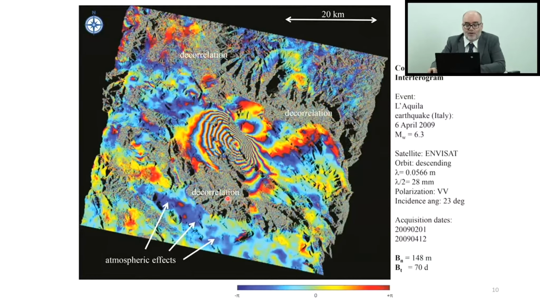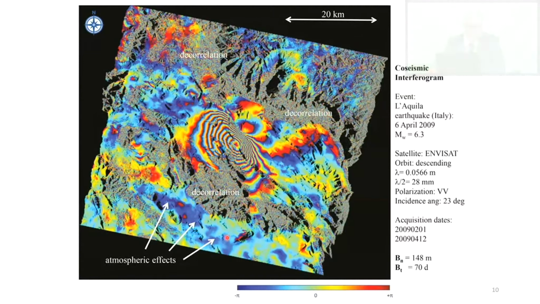So we will have so-called decorrelation. In decorrelated areas, we cannot reconstruct the phase changes like we can do in correlated areas. So this is one of the problems of interferograms, and this problem of decorrelation cannot be addressed. So this is a loss of information.